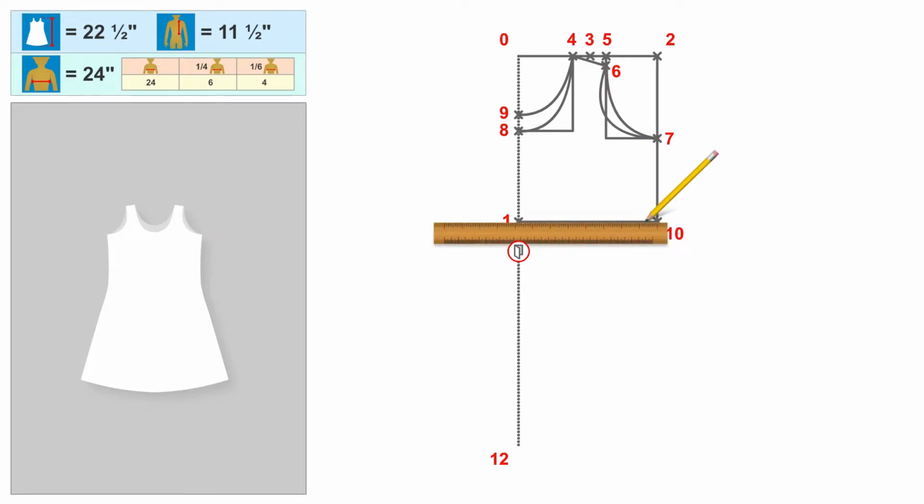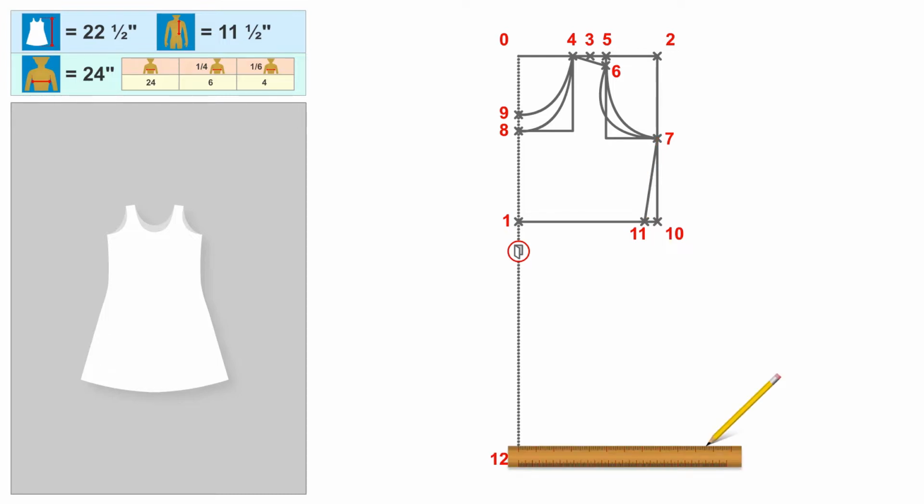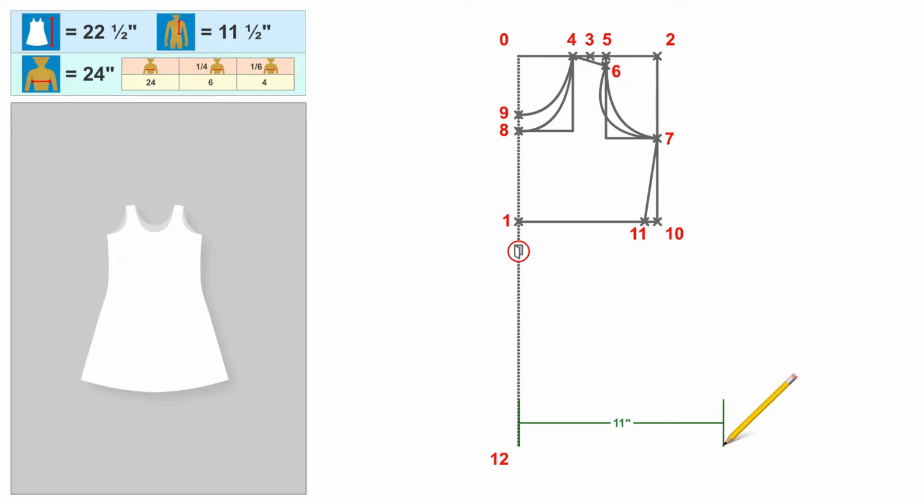From point 10, measure 3/4 inch to the left and make a mark. This is point 11. Connect points 7 and 11 in a straight line. From point 12, measure along the horizontal line the bottom width of 11 inches and make a mark. This is point 13. Connect points 11 and 13 in a straight line.